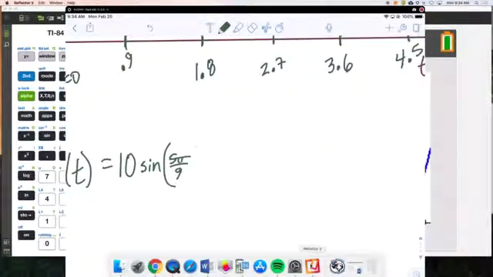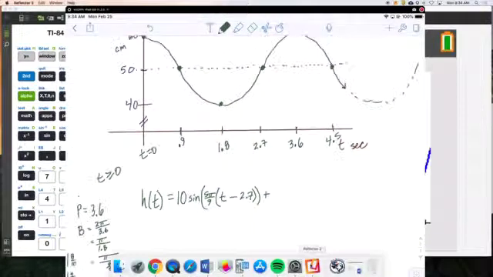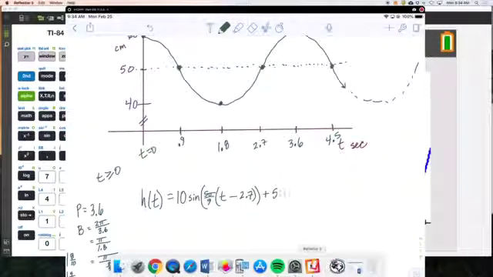2.7. So I got to shift over there. T with a 2.7. Is it going to be plus or minus? Minus. Good. It's always the opposite sign from on the number line. And then I just add my d value, which is 50. There you go. That looks like it should work, right?